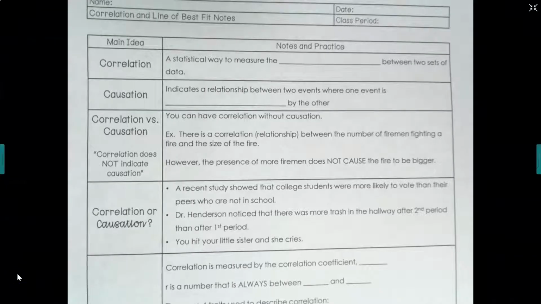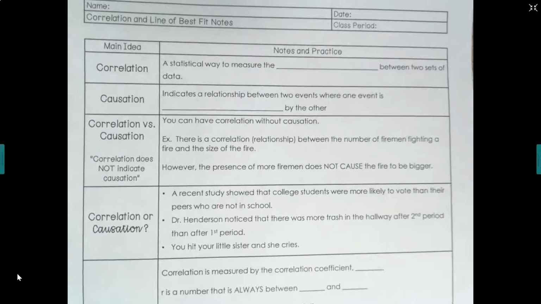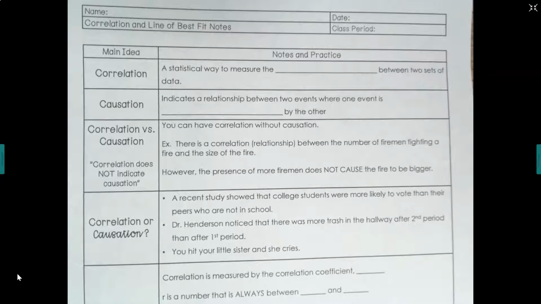Welcome to this video on correlation. By the end of today's video, you should be able to analyze a scatter plot displaying bivariate data, and you should be able to estimate the correlation coefficient of the scatter plot and understand that the correlation does not indicate causation. Alright, so you should have these notes in front of you for correlation and line of best fit.